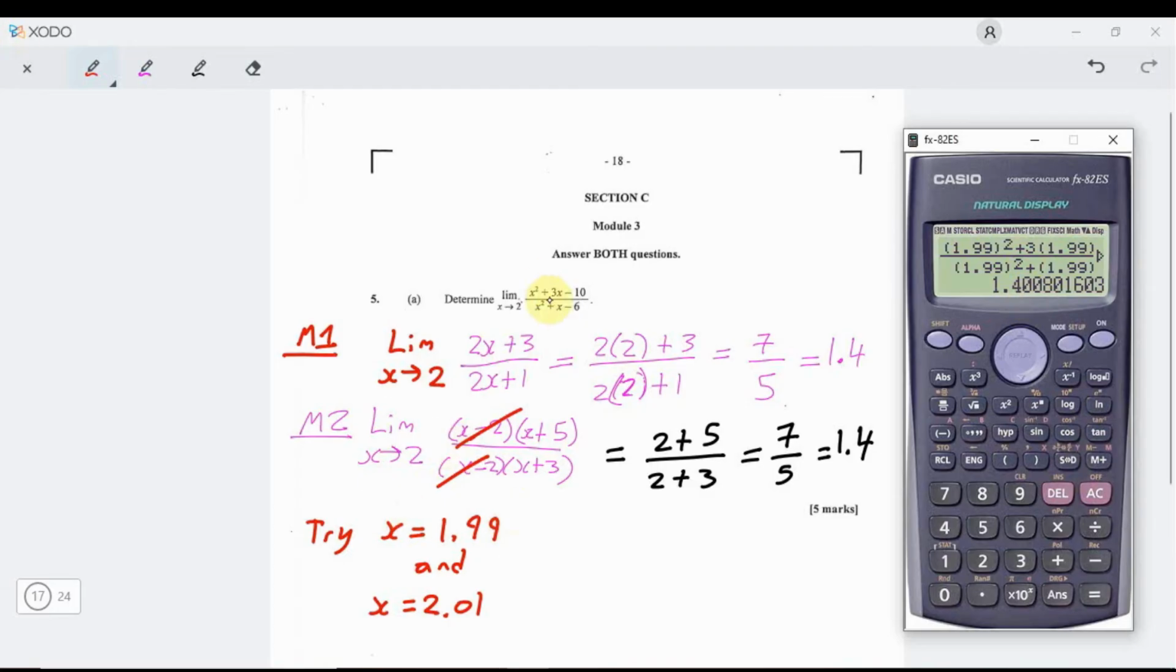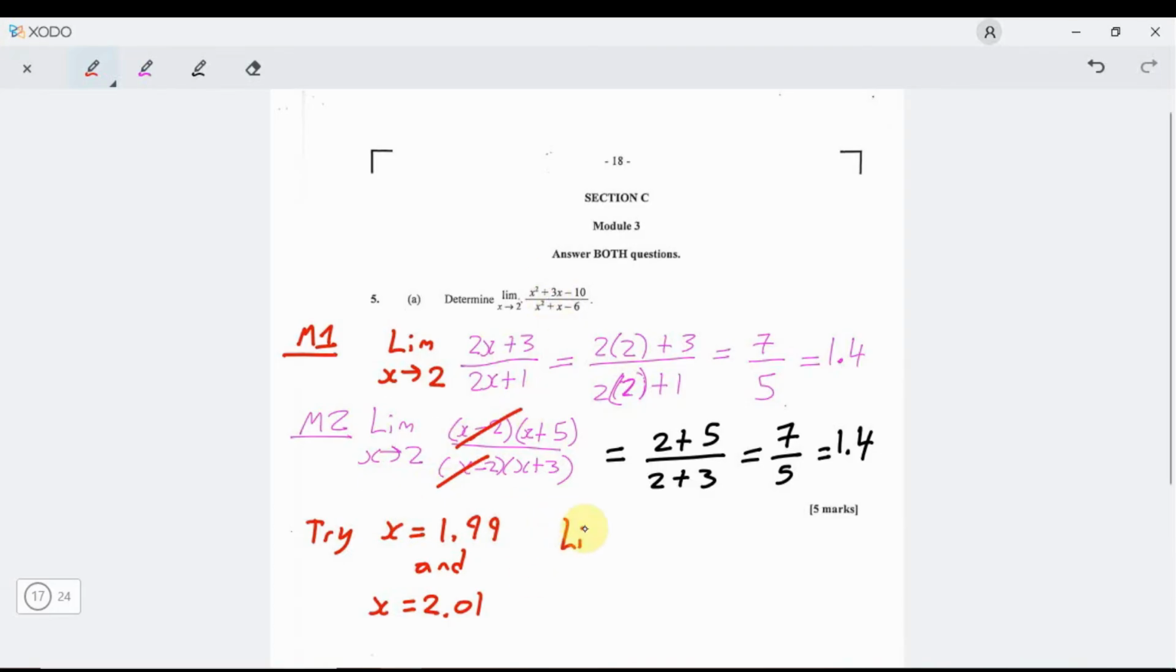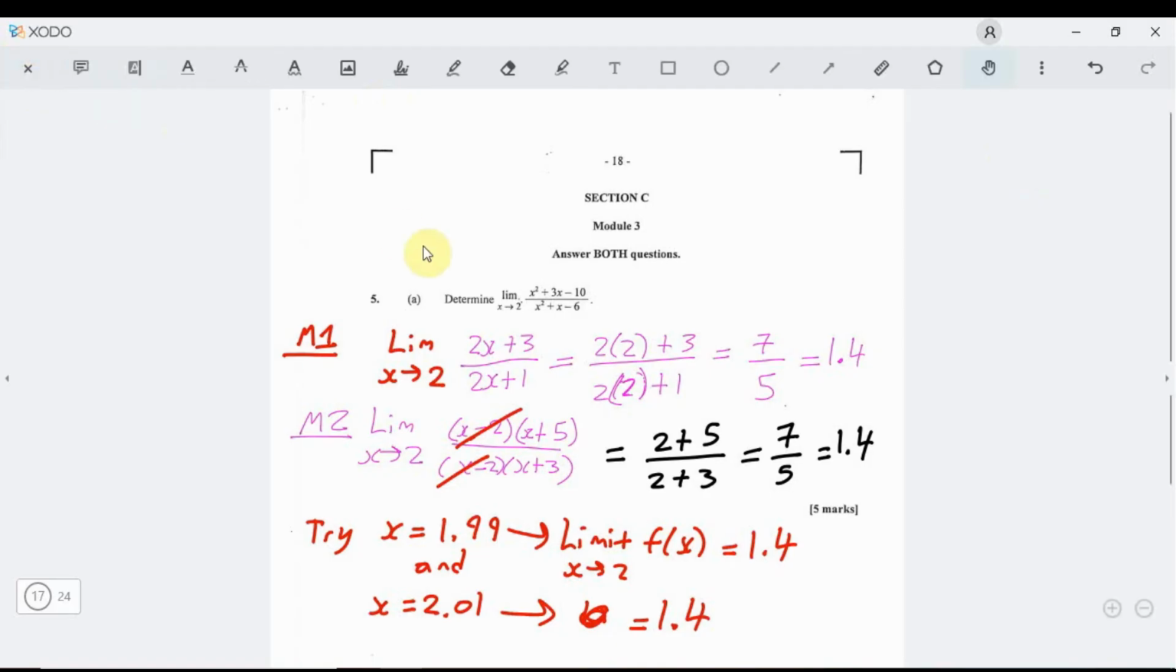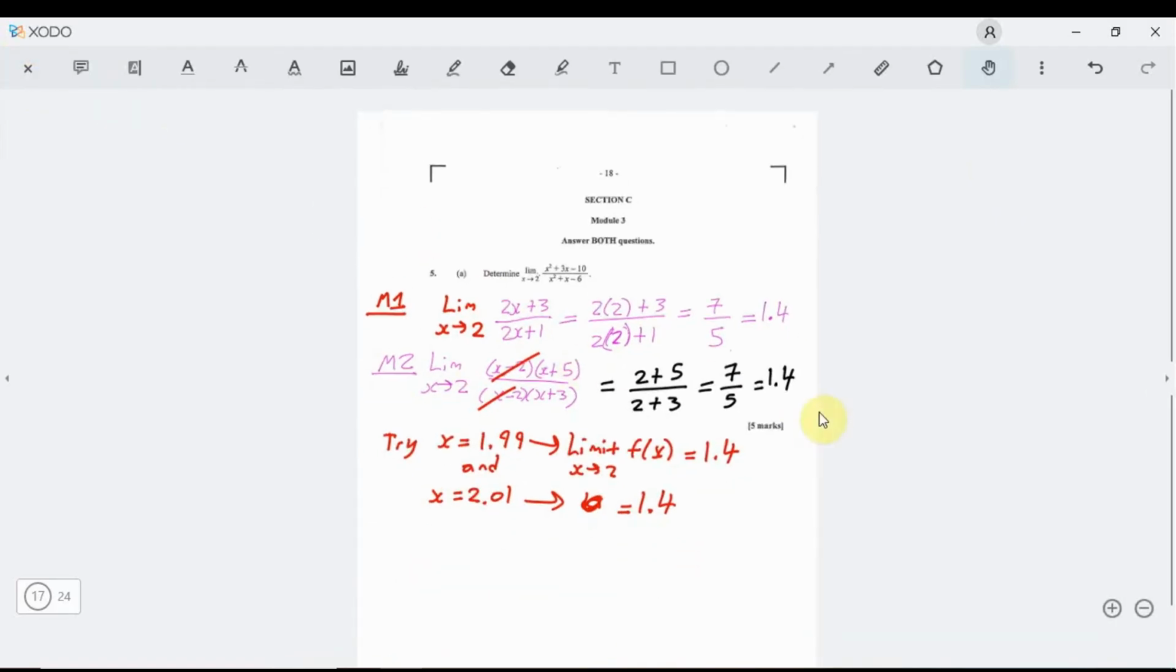So when you try it, you would end up getting that the limit as x approaches 2 of, let's just call it f of x, you'd still get your 1.4. If you do it this way and this way, you get your same answer being 1.4. So that's just an alternate way to do it. Really nice.